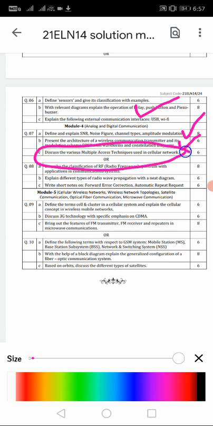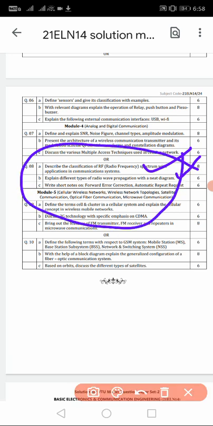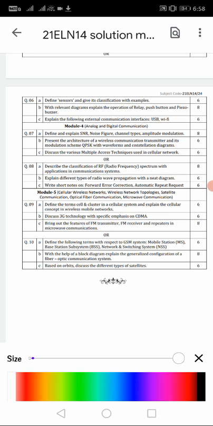It's a very important question, mark it. 7C. 7C is a very important question, read it for the main examination. Next go for 8A. Describe the classification of radio frequency spectrum with application of communication system. Okay, decent question. 8B, explain the different types of radio wave propagation. Okay. 8C, write a short note on forward error correction, automatic repeat request. So here, okay, 8ABC is looking like decent important questions which will be appearing for the main examination.